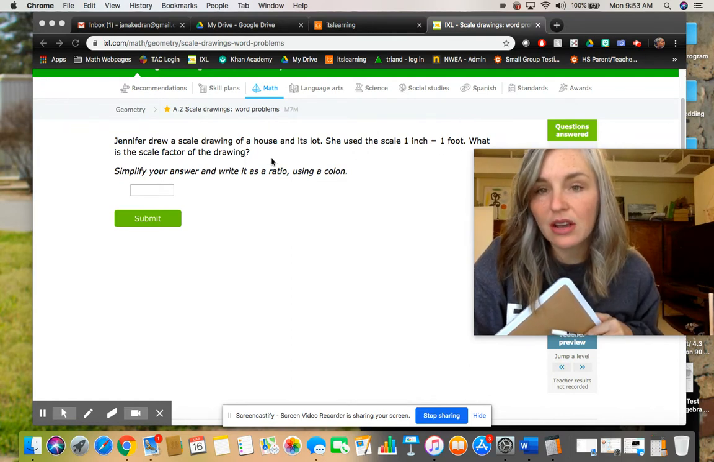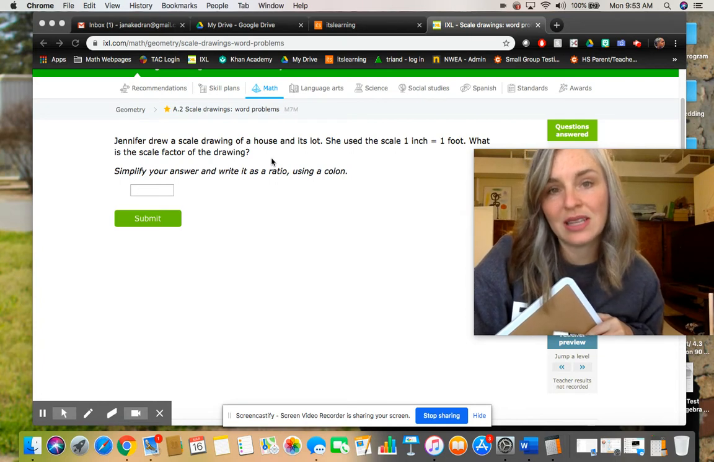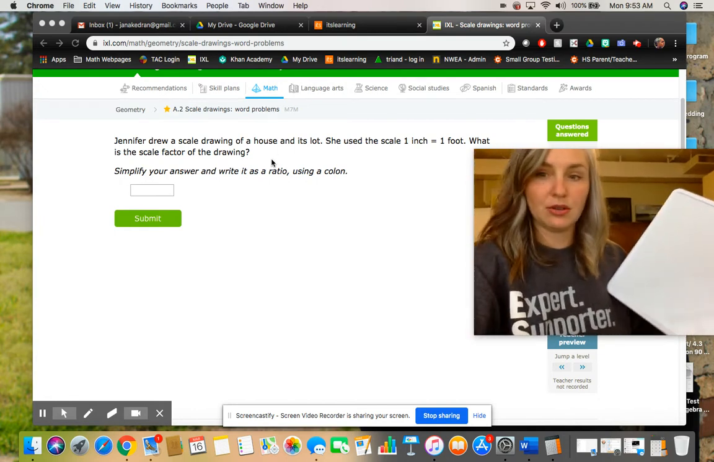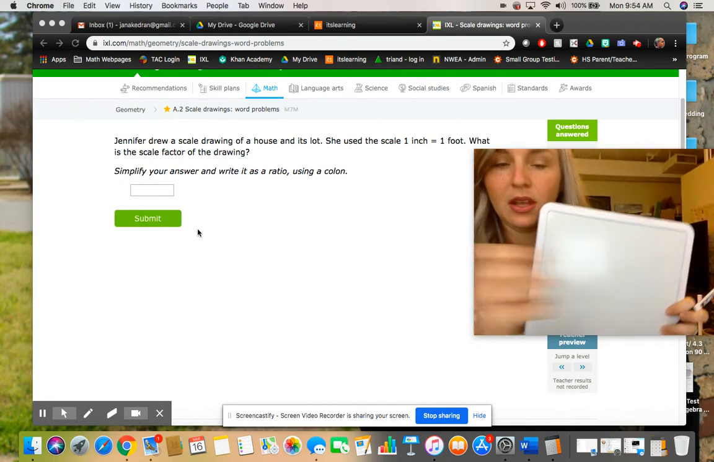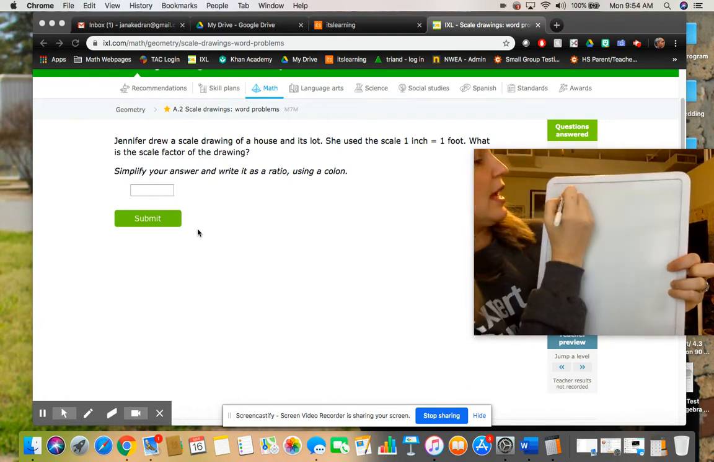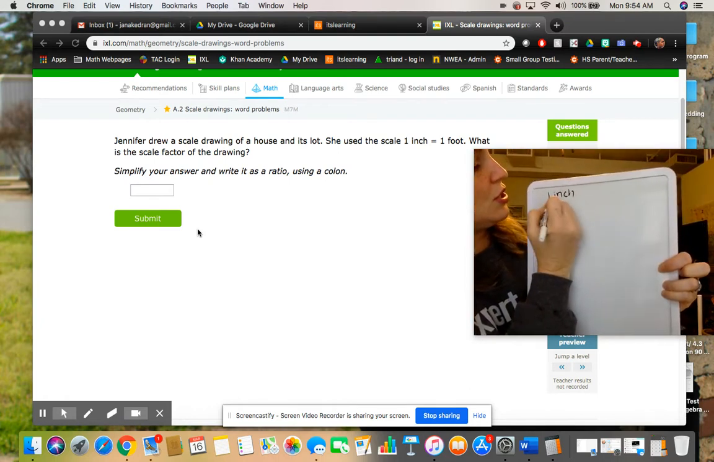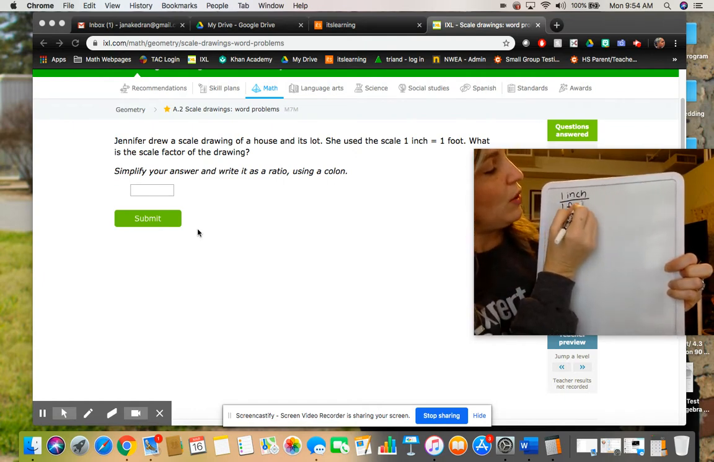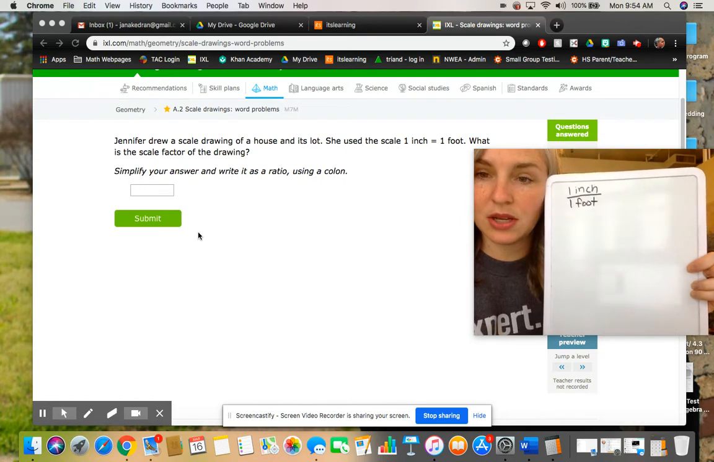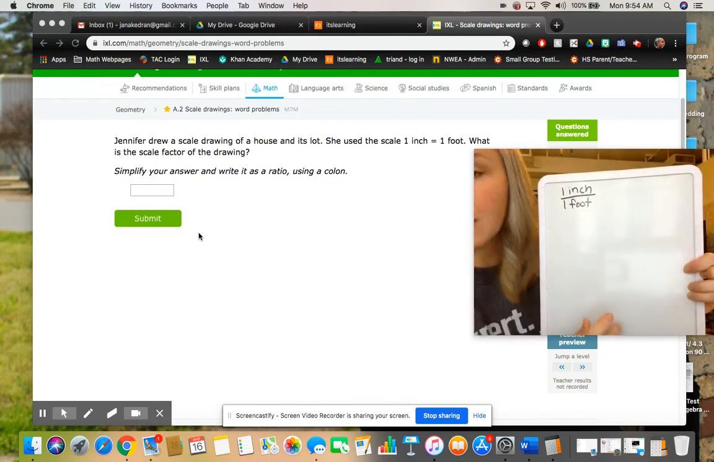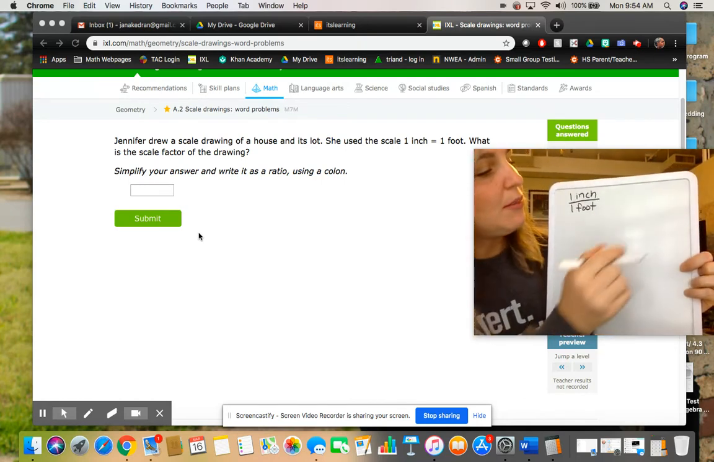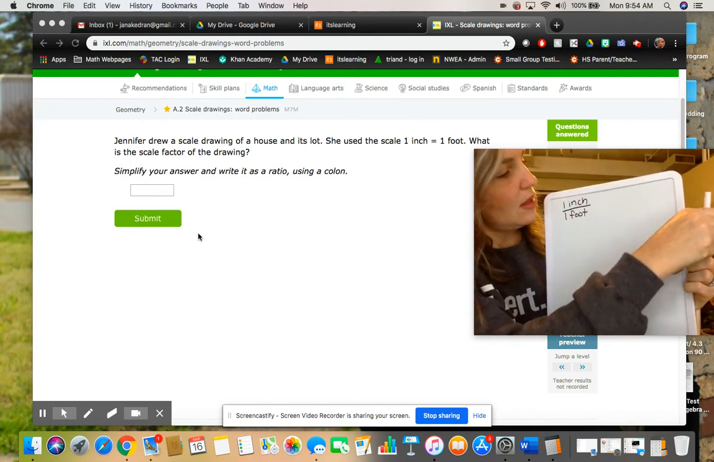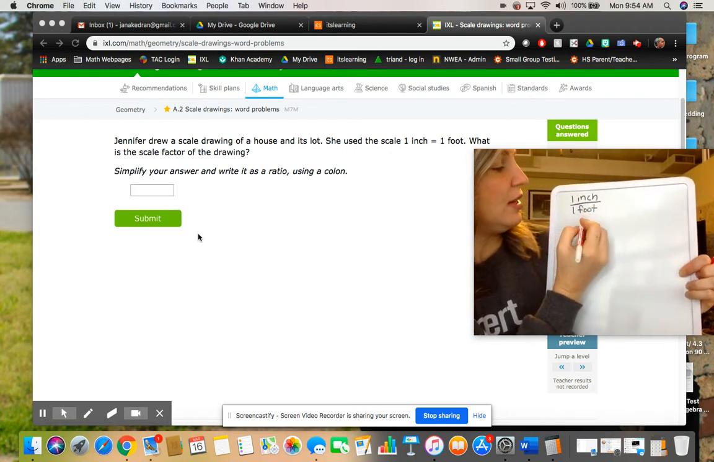So the trick here with the scale factor is you want to make sure that you're in the same units, okay? So if we look here, it gives us the scale of 1 inch is to 1 foot. And we want to make sure that we're in the same unit. So you can see here that inches and feet, obviously not the same unit. But we do know a conversion for this. We do know that there are 12 inches in a foot.